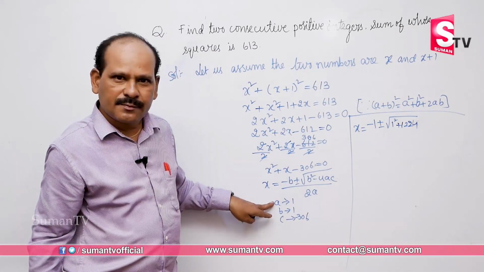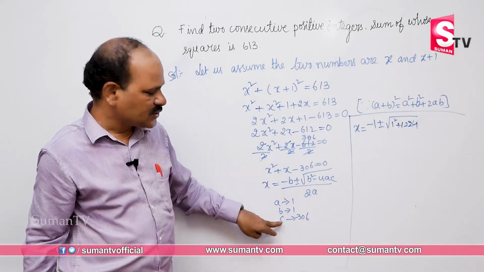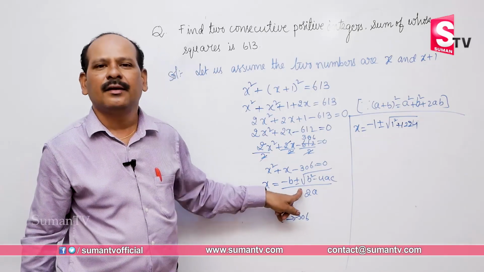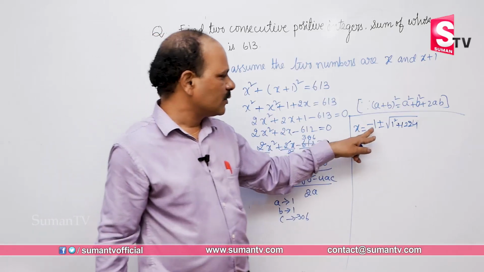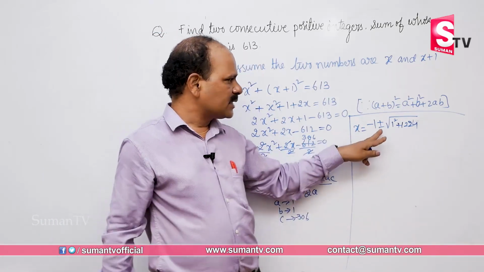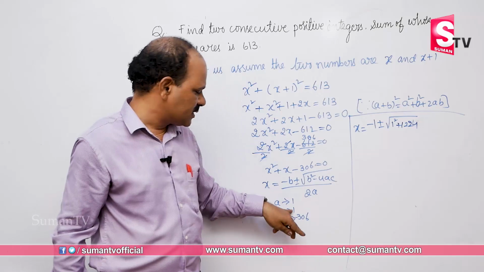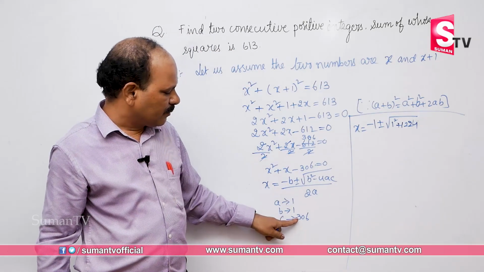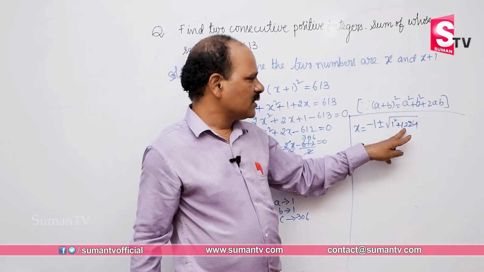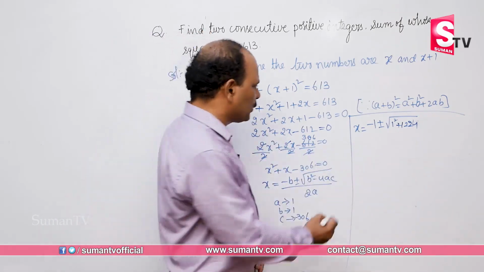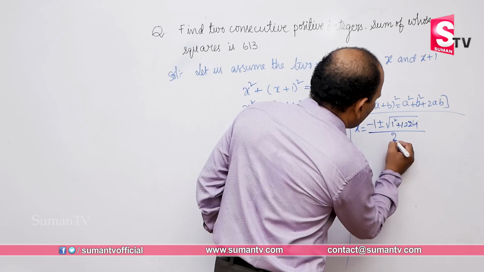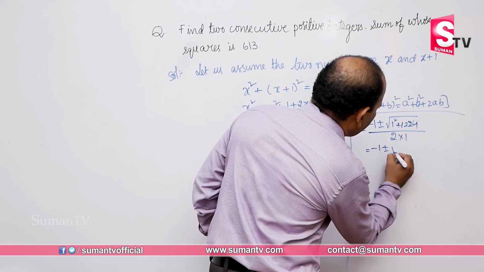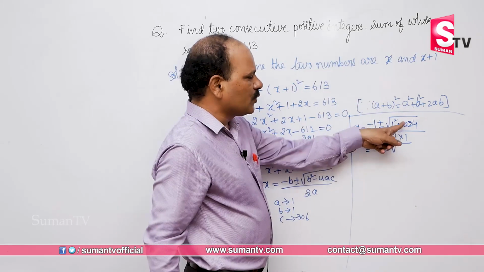Okay. A value is minus 1, B is minus 1, C is equal to minus 306. I am substituting these three values in the quadratic equation. So x is equal to minus b, that is minus 1, plus or minus root b square. B square is 1 square. 4ac, 4 into 1 and minus 306. It is 1224, by 2a, by 2 into 1.